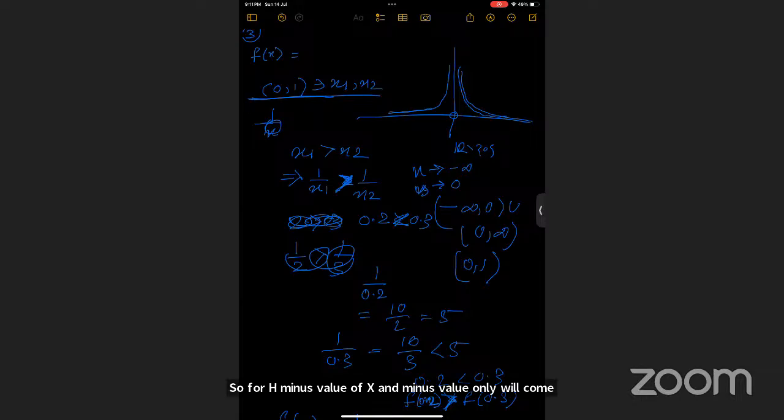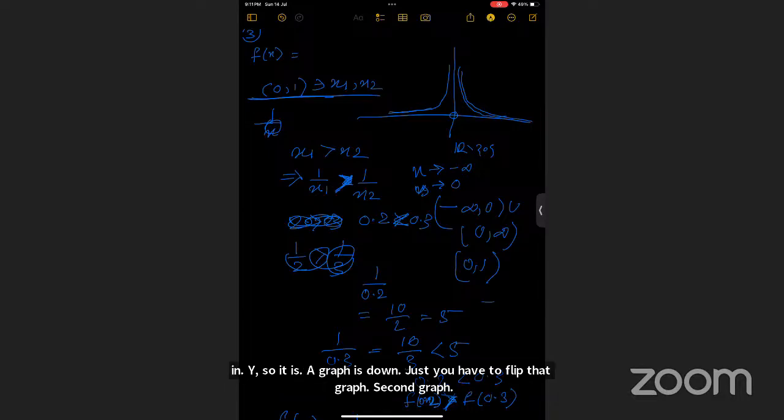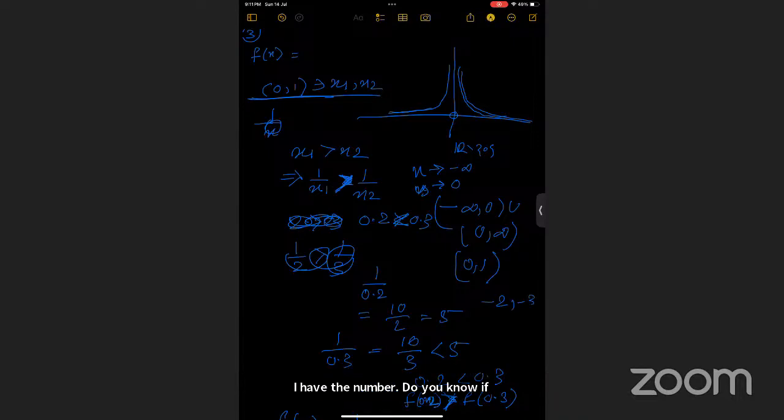Understand it like this: the higher the number in the denominator, the value will go down, no? If we compare minus 2 and minus 3, minus 2 is greater than minus 3, right? Correct, ma'am. What about minus 1 by 3 and minus 1 by 2? Then the inequality reverses, right?